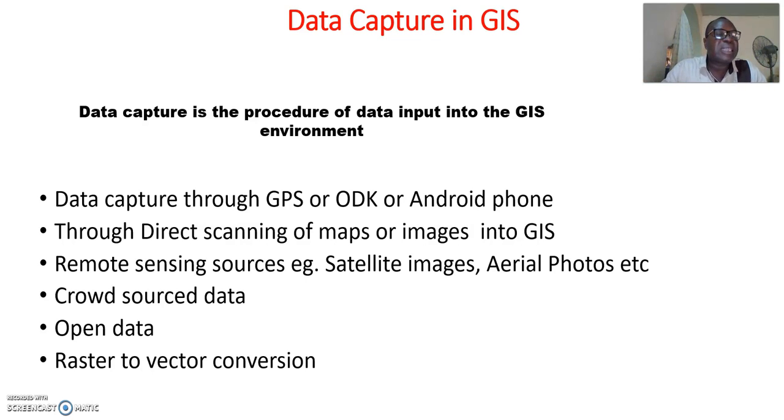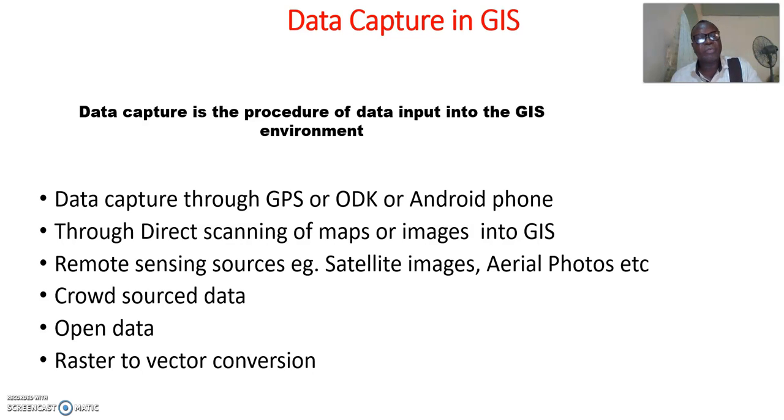We also have open data sources, such as Google Earth, which has a lot of data, and OpenStreetMap has a lot of data. They have different types of data available in open data sources. We also have raster to vector conversion. You can convert any raster data to GIS, either raster in the form of images or raster in the form of codes. You can convert them to vector, and you can make your maps from it.